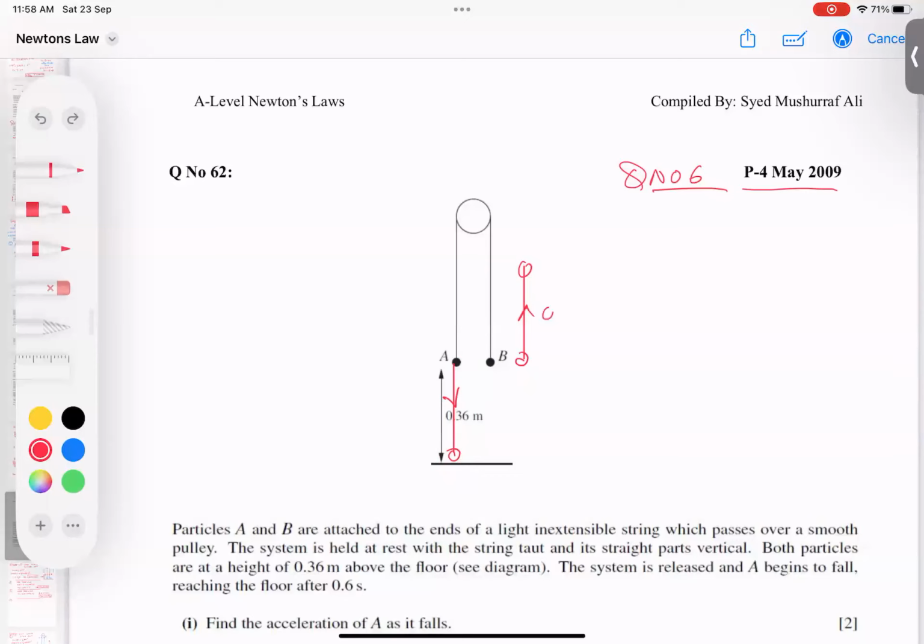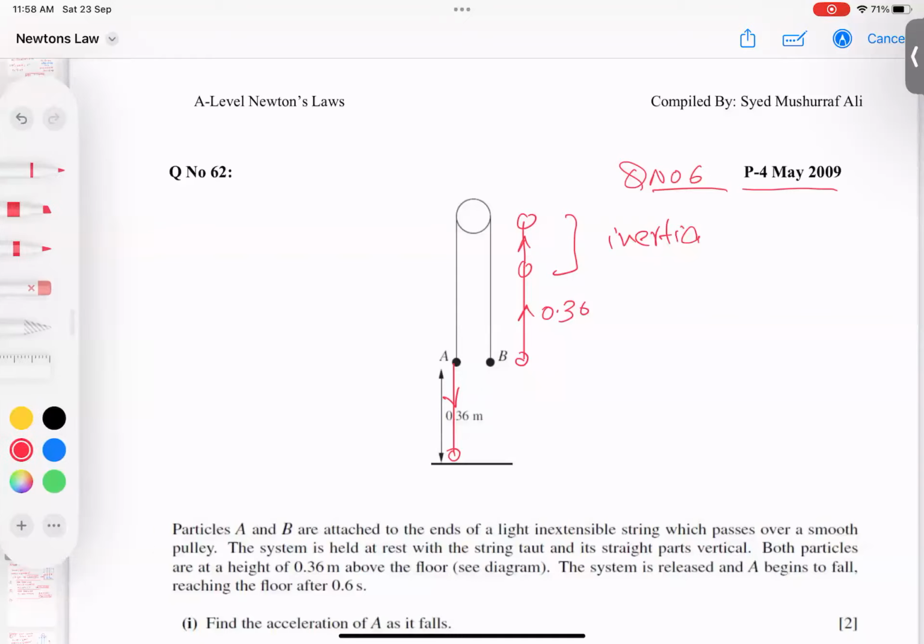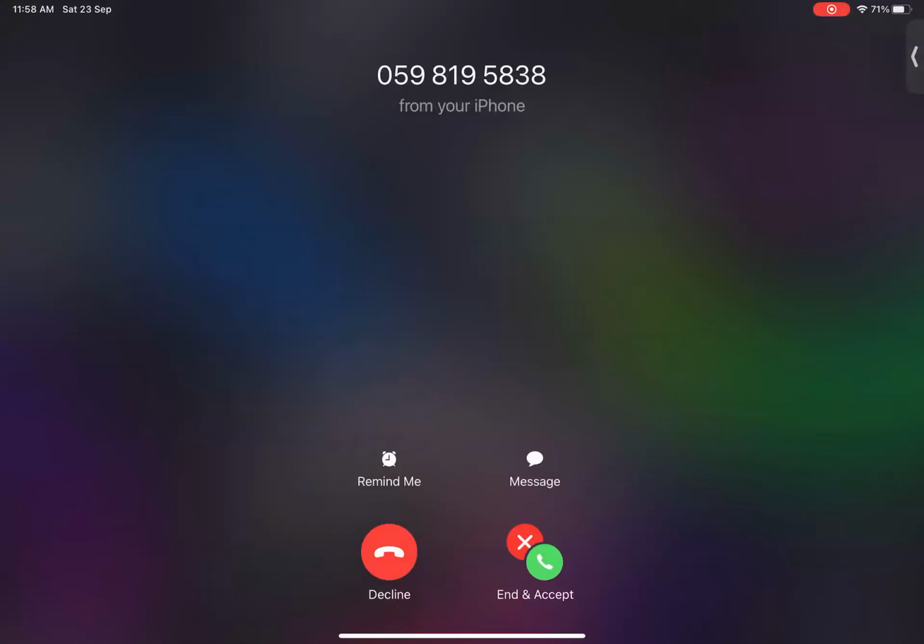But as A moves, it will hit the ground, so it will stop there because it hits the ground. But B will not stop. It will go slightly up, and this motion is called motion due to inertia. This is the most important thing which we are going to discuss, so let's see how we can do it.